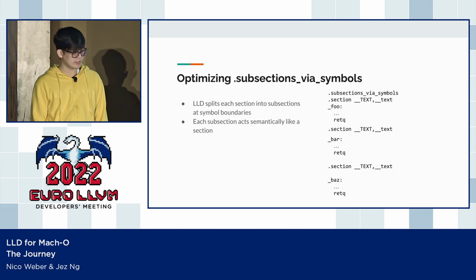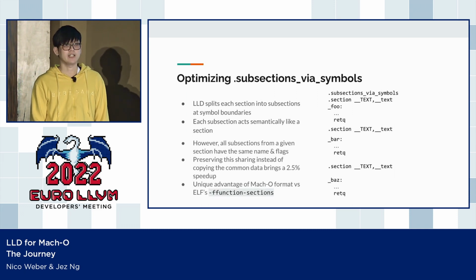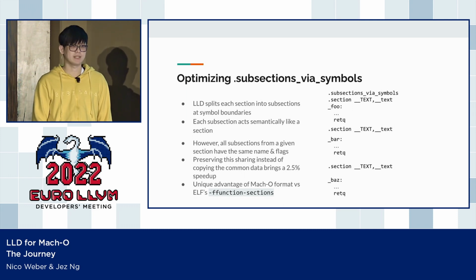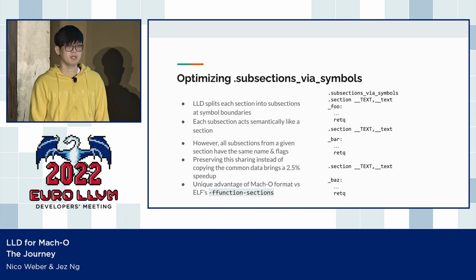In our initial implementation of this feature, we created a new section struct for every subsection, and we copied the common section data each time. Later on, we improved this by having each subsection share a common metadata struct. The memory and copying savings from this gave us a 2.5% speedup.